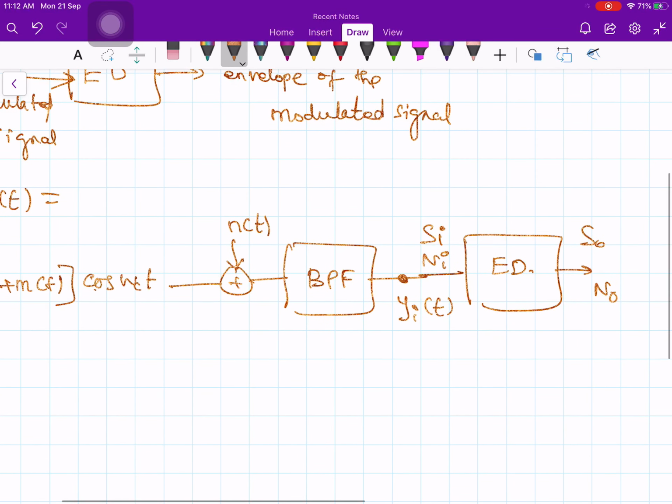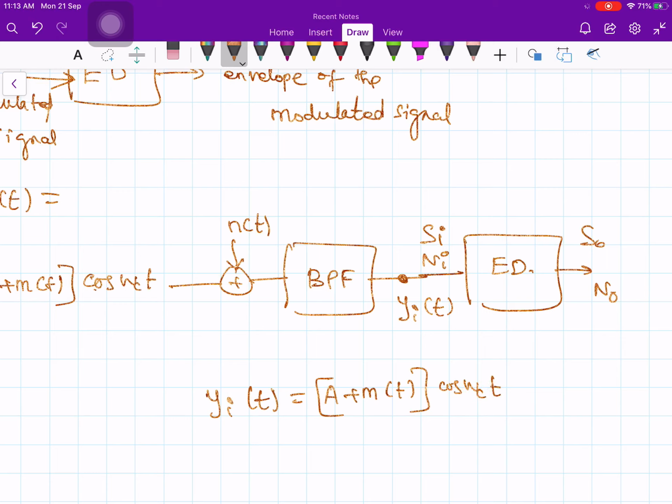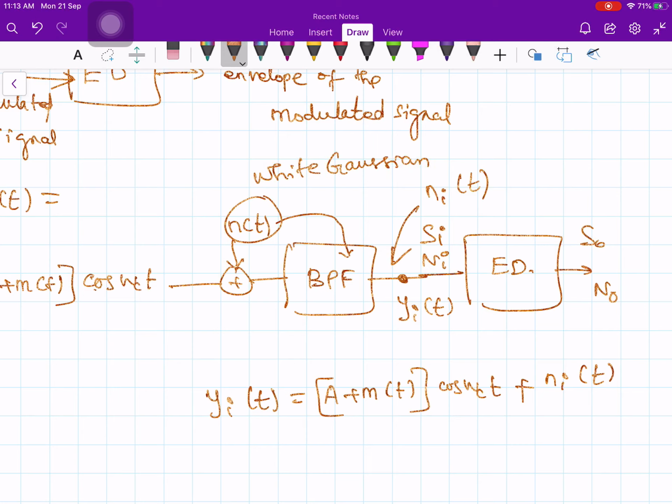Now what is your y i of t? y i of t is the signal part, A plus m of t times cos omega c t, plus the noise n of t passing through this band pass filter. So at this point it becomes your narrow band noise, n i of t. We know how to represent the narrow band noise. Before the band pass filter, it is white Gaussian noise, and at this point it becomes narrow band Gaussian noise.